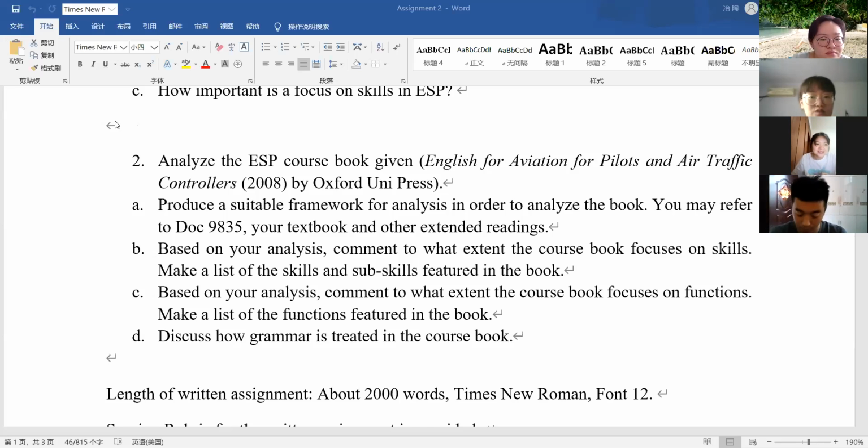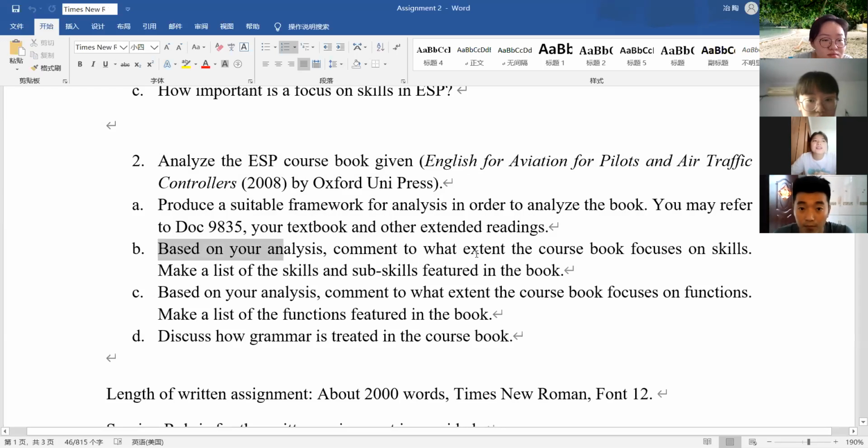Okay, next question. Based on your analysis, comment to what extent the coursebook focuses on skills. Make a list of skills and sub-skills featured in the book.